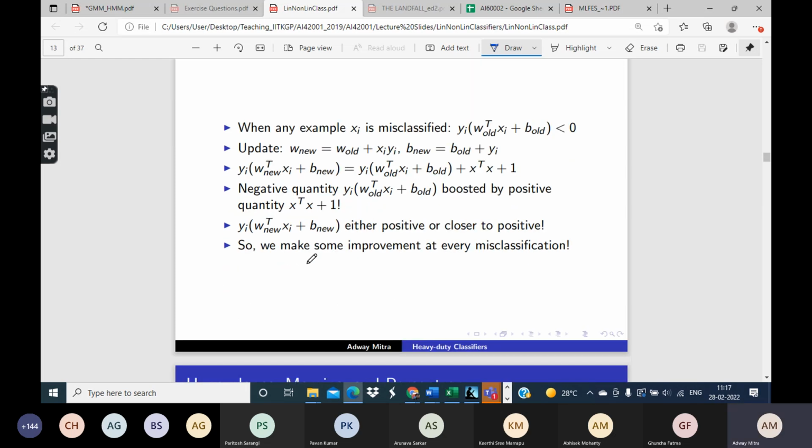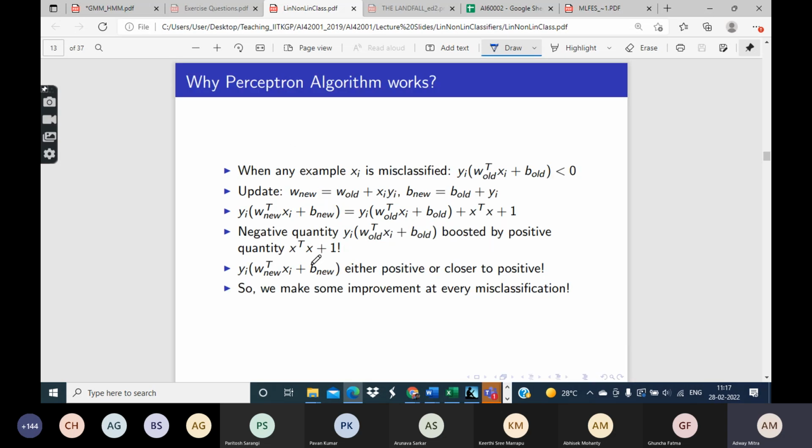Now, the question might arise: why does it work? The reason is as follows. Suppose you have any example xi which is misclassified. That means that, with the current estimate of W, let's call it W old, a misclassification means by definition that the product yi W old transpose xi is negative. So this means they have different signs, so their product is negative.